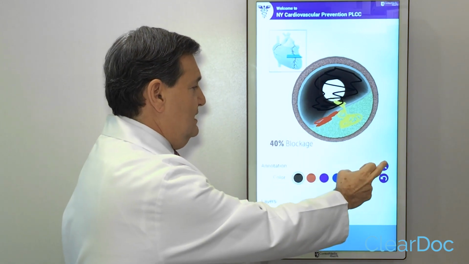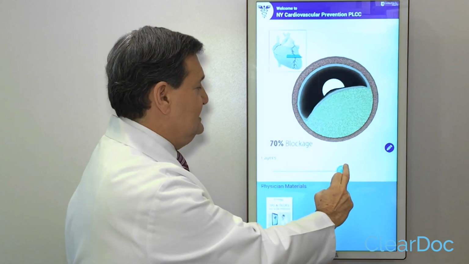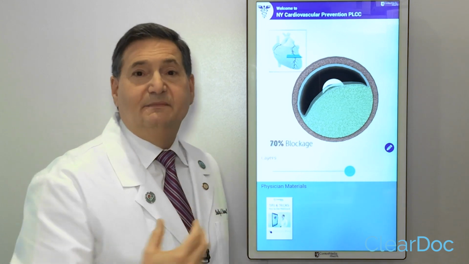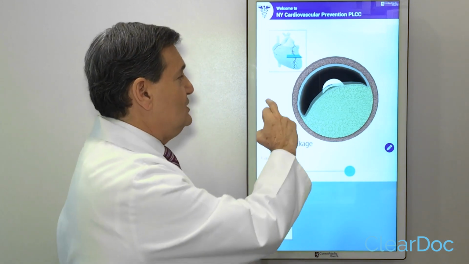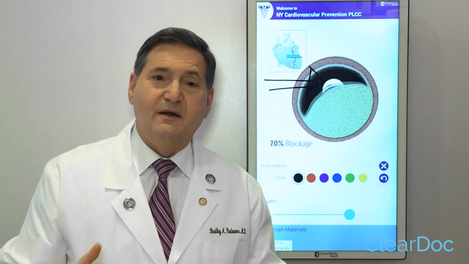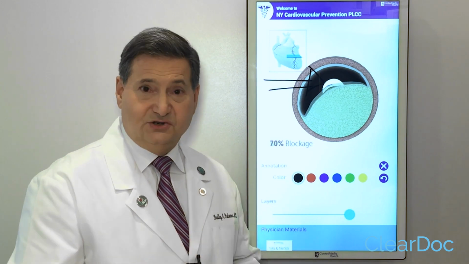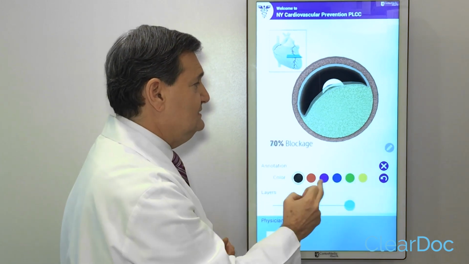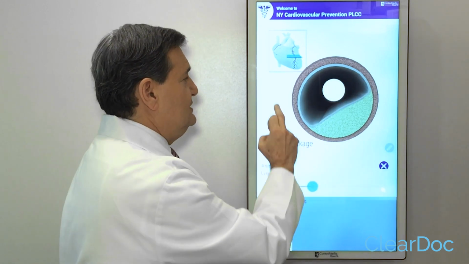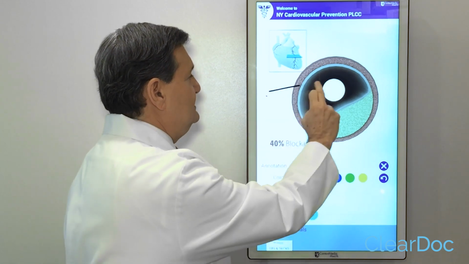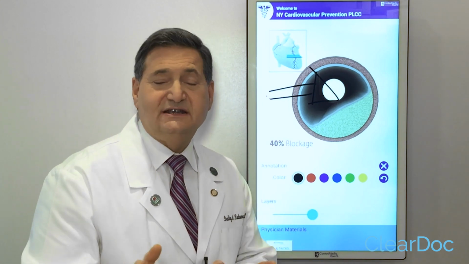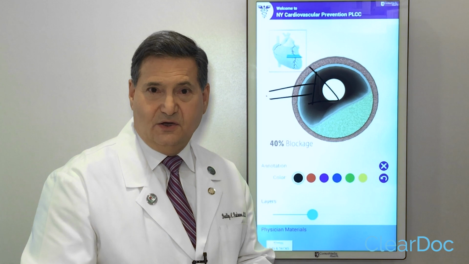Now, if we look at this, here's a 70% blockage. This 70% blockage is limiting the blood flow to the heart muscle. So there's not enough blood flow here to nourish the heart muscle. This will show up on a stress test. On the other hand, if you have a 40% blockage, there's enough room here for the blood to flow through. This will not show up on any stress test, whether it's a nuclear stress test or an echo stress test.